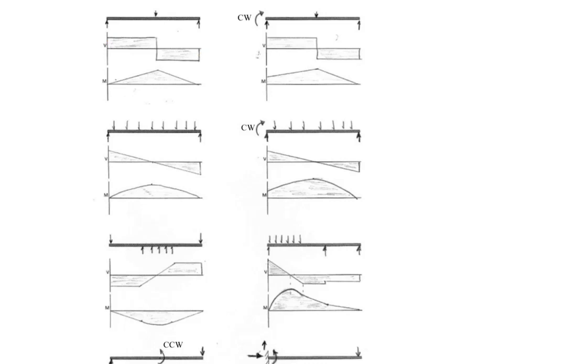If you have a reaction over here, shear goes up. If shear is above the line, that means it's positive. That means moment increases linearly. If shear is below the line, meaning negative, then moment decreases negatively.